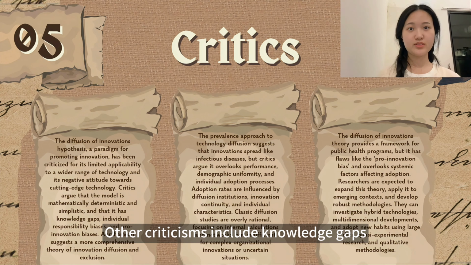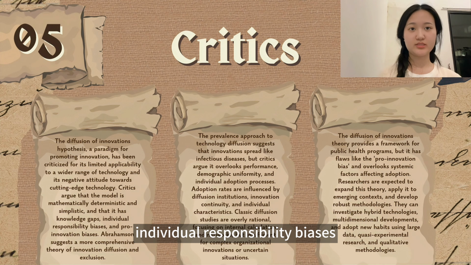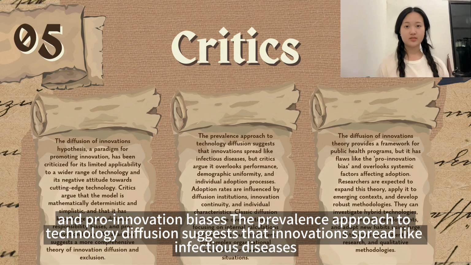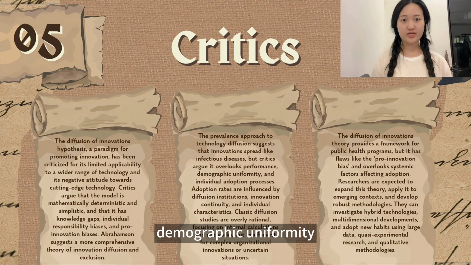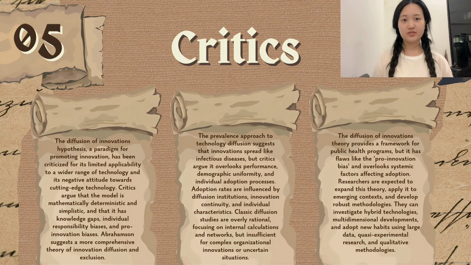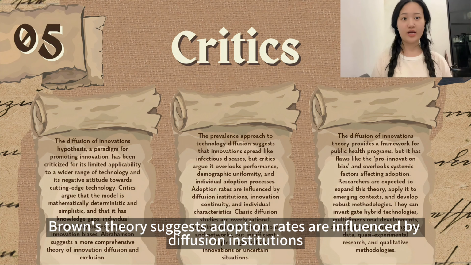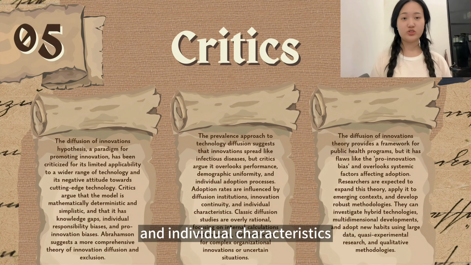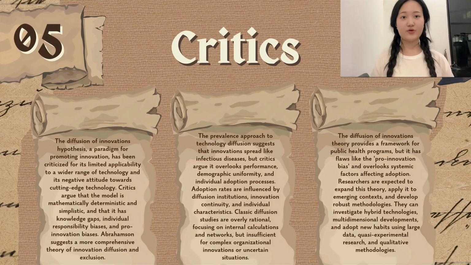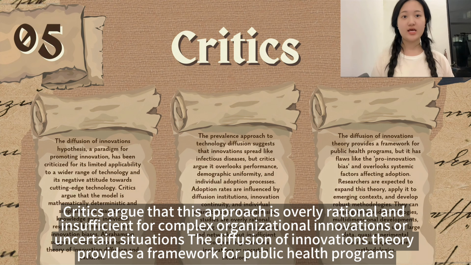Other criticisms include knowledge gaps, individual responsibility biases, and pro-innovation biases. The epidemic approach to technology diffusion suggests that innovations spread like infectious disease, but critics argue it overlooks performance, demographic uniformity, and individual adoption persistence. Broad theory suggests adoption rates are influenced by diffusion, institution, innovation, continuity, and individual characteristics. Critics argue that this approach is overly rational and insufficient for complex organizational innovations or uncertain situations.